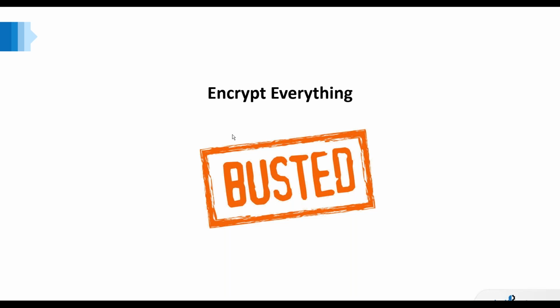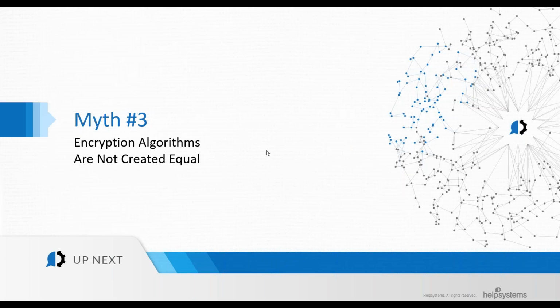All right, let's carry on here with our myth busting. All right, myth number 3, looking at encryption algorithms and considering the fact that maybe those encryption algorithms are not created equal. So the idea here is that encryption as a general topic is something that should come under scrutiny when we're talking about how that encryption occurs.